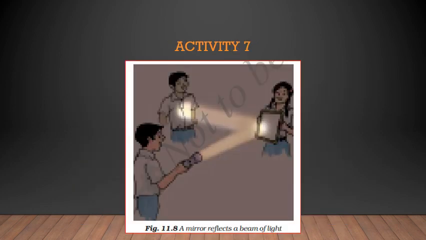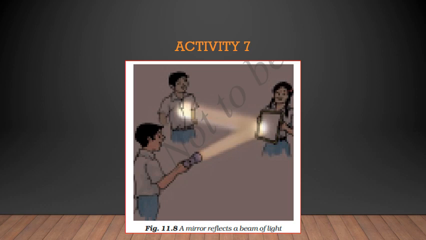Next is activity 7. This activity should be done at night or in a dark room. Ask one of your friends to hold a mirror in his or her hand at a corner of the room. Stand at another corner with a torch in your hand. Cover the glass of the torch with your finger and switch it on. Adjust your finger with a small gap so that you can get a beam of light from the torch onto the mirror that your friend is holding. Do you see a path of light on the other side? Now adjust the direction of the torch so that the patch of light falls on another friend standing in the same room.